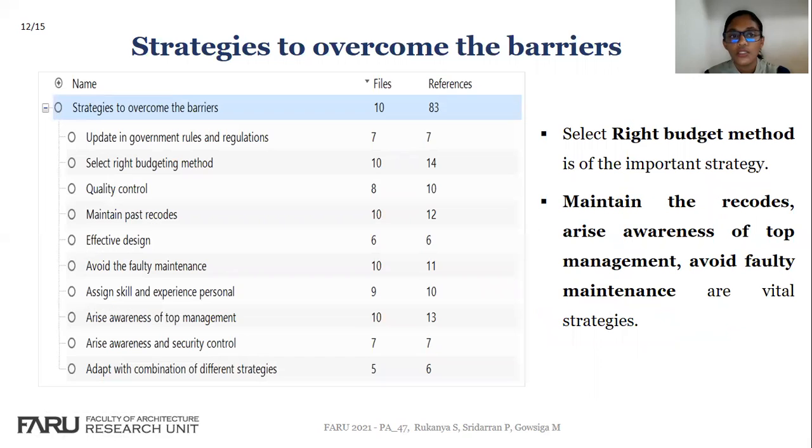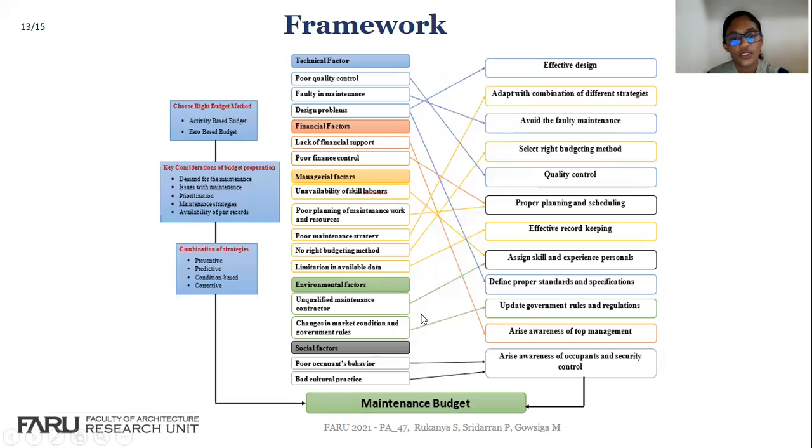And when it comes to strategies to overcome those barriers, selecting the right budget method is one of the important strategies, because the major reason for the deviation is that there is no right budget method. Most of the practitioners are using historical based maintenance budget. And maintaining the records, raising awareness of top management, and avoiding faulty maintenance are vital strategies.